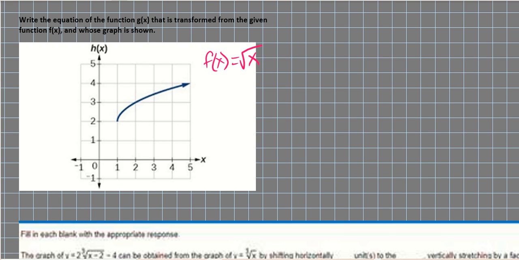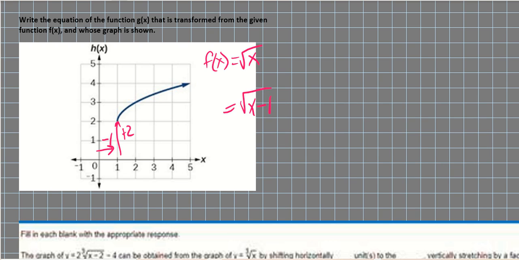Now, let's talk about which way it shifted. It went to the right 1, so that should be a negative 1, right? And then it went up 2, so that's a positive 2, right? So remember, anything to the left and right is inside of the function. So this should be the square root of x minus 1.